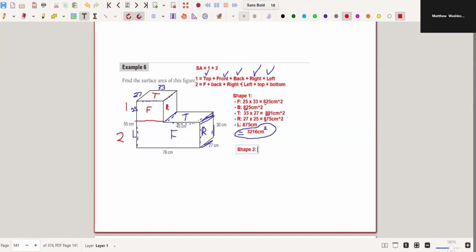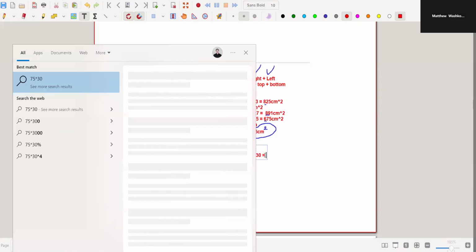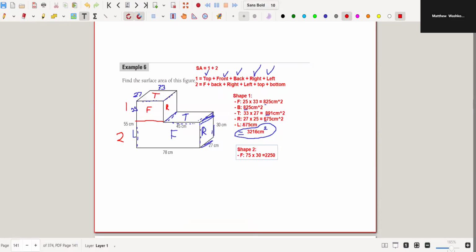Now shape 2 has 6 sides. Let's start with the front. Well, the front is 75 times 30. 75 times 30 is 2,250 centimeters squared. Now, is the backside going to be the same? Yes, 2,250 centimeters squared. Now let's do the right side.